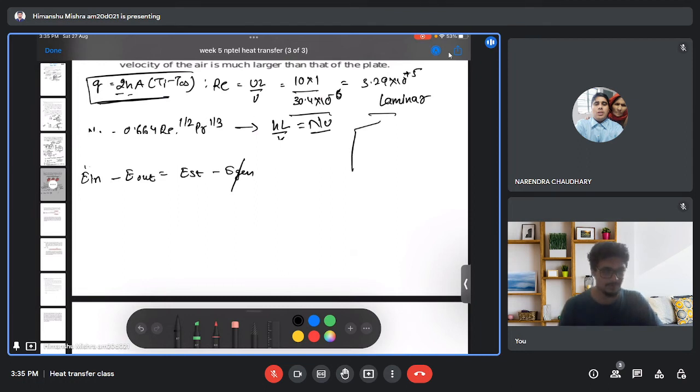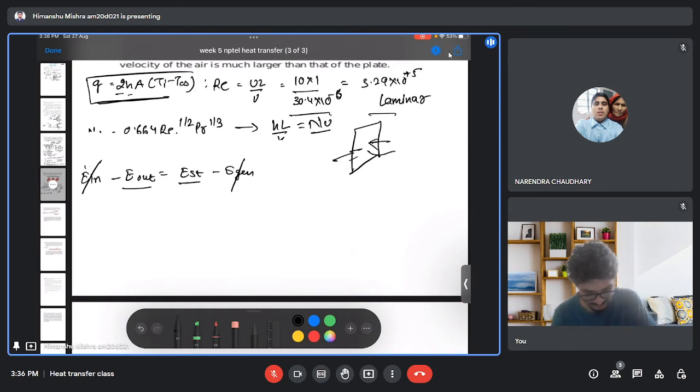So let's say this is a plate. We are not providing any heat to this plate, so there is no energy influx. When there is a flow past this flat surface, the energy is leaking from the plate, and therefore we will have a finite energy out. We need to find the change of temperature with time, so there will be some finite energy storage in the system.